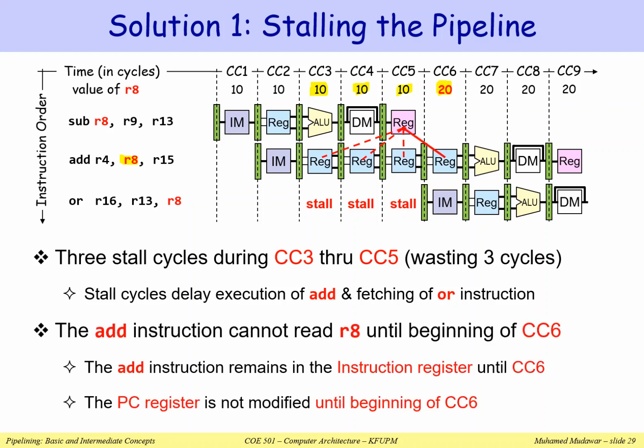Now it is safe at clock cycle number 6 for the add instruction to read R8 and then to proceed at clock cycle number 7 to execute. At the same time, the OR instruction can be fetched from the instruction cache at clock cycle number 6, and then it can proceed to the second stage, in which R8 is going to be read by the OR instruction at clock cycle number 7. It's going to read the new value without causing any problem. So this solution is called stalling the pipeline.